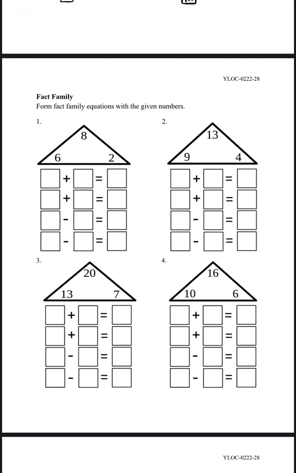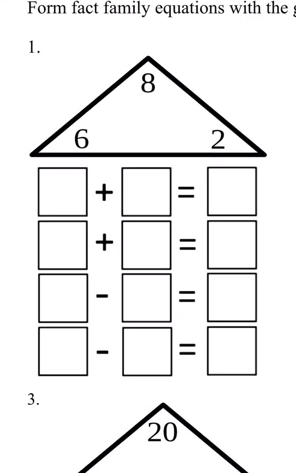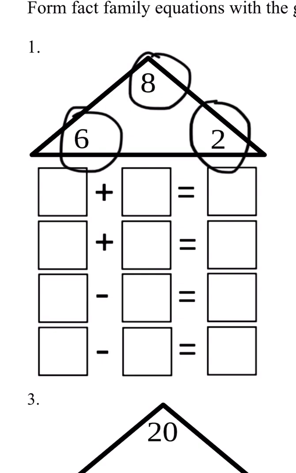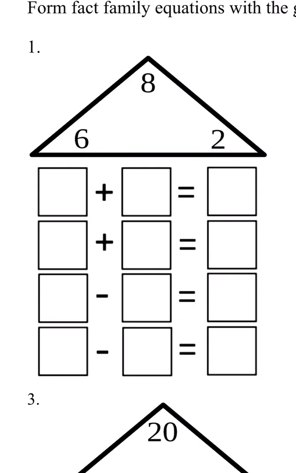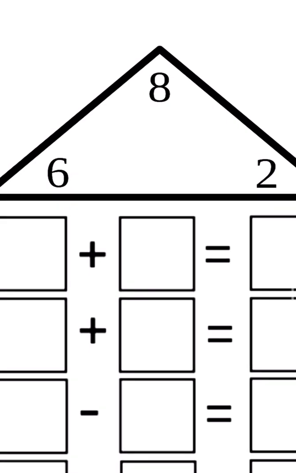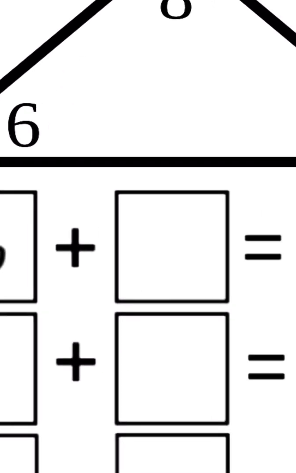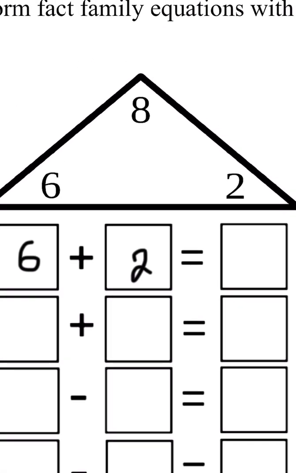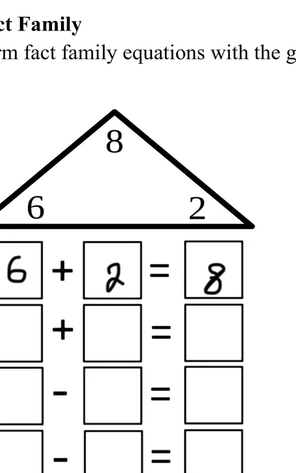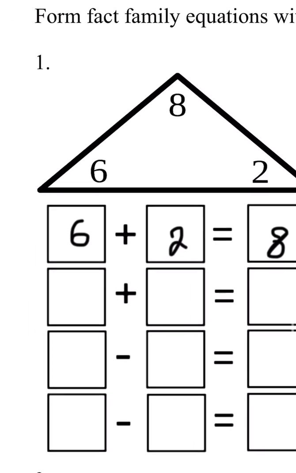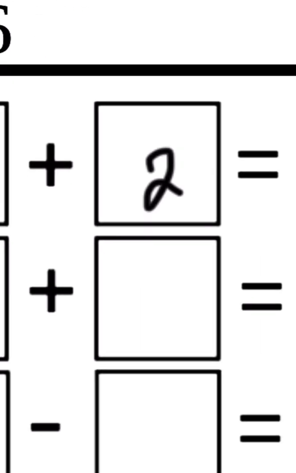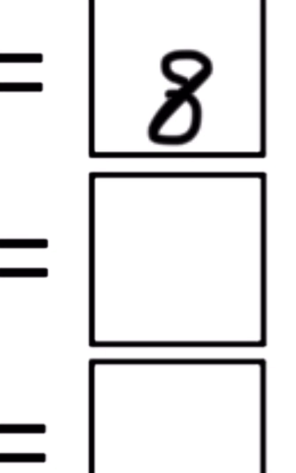For this part, we have fact family. So we need to form fact family equations with the given numbers. Let's look at number 1. For number 1, we have 6, 8, and 2. So we need to see if 6 and 2 add up to 8. 6 plus 2 is 8, which is the same as this number on the top. And also 2 plus 6 is also 8.